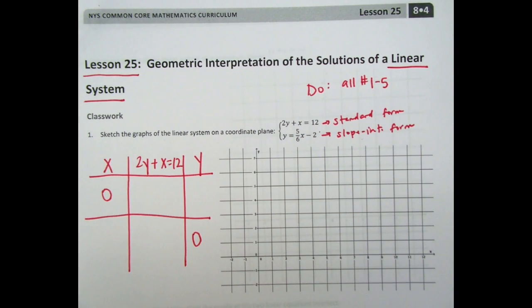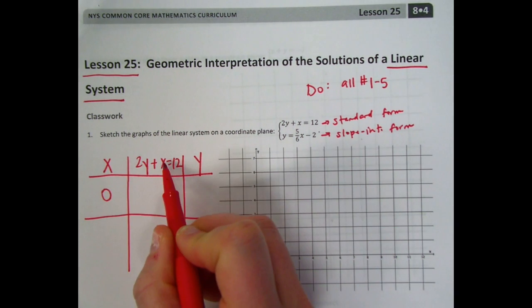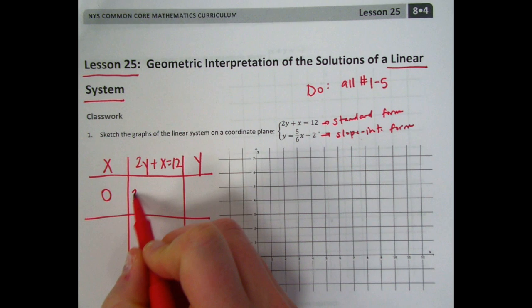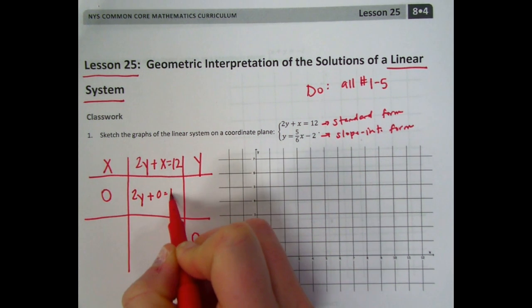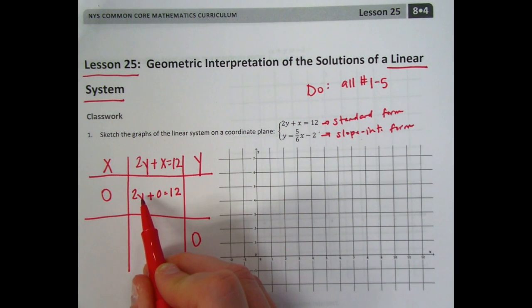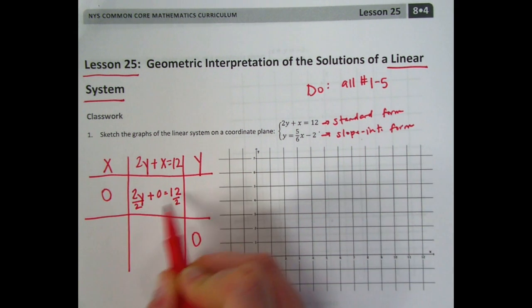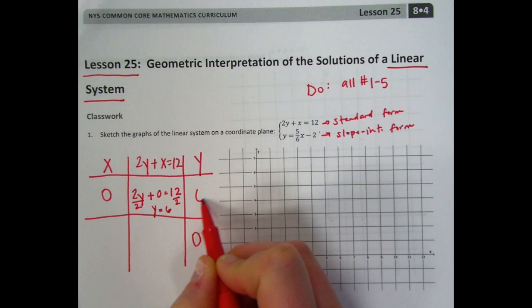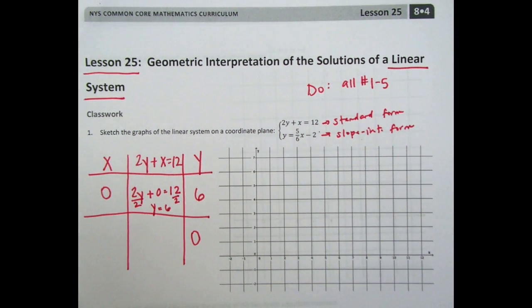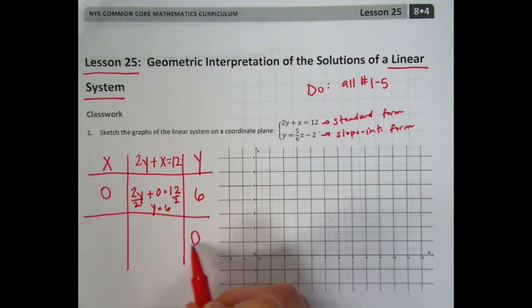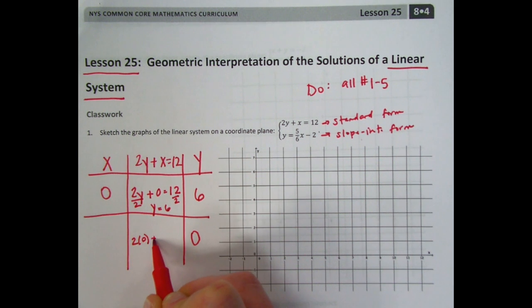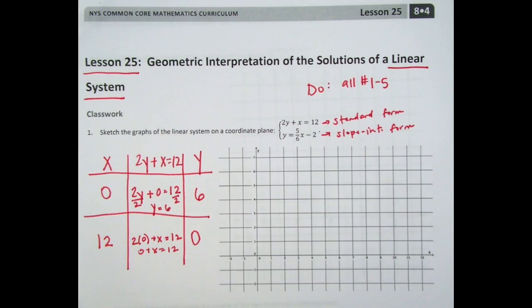Here's the table we're going to fill out. For the first one, x equals 0, so we plug in 0: 2y plus 0 equals 12. We divide by 2 on both sides, and we get y equals 6. For the second one, we plug in y equals 0: 2 times 0 plus x equals 12, so x equals 12.